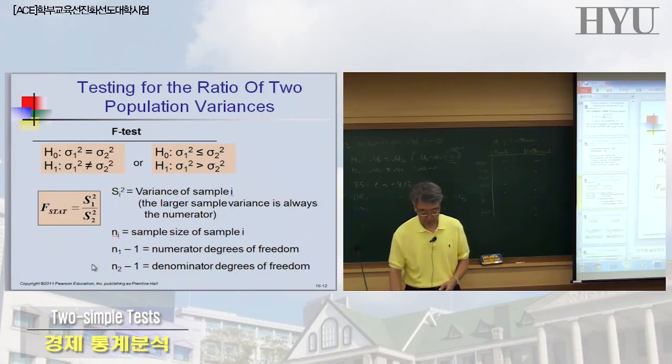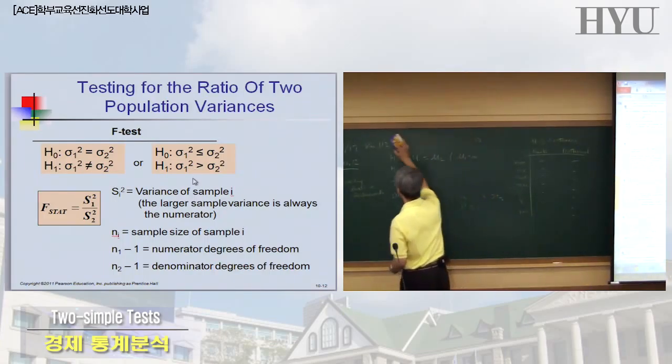The F-test is used to test whether two variances are equal or different. The null hypothesis goes like this: the null hypothesis says two variances are equal, and the alternative says two variances are different. This is a two-tailed test, or you can run a one-tailed test. And obviously, as you see here, this is an upper-tailed test.